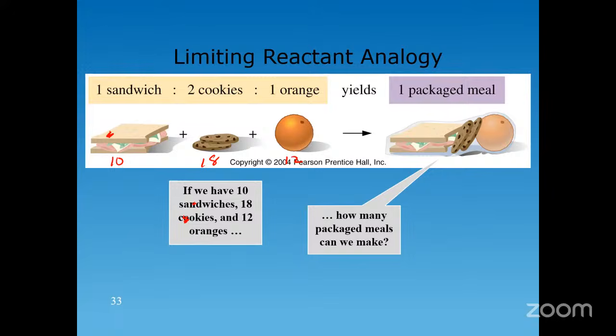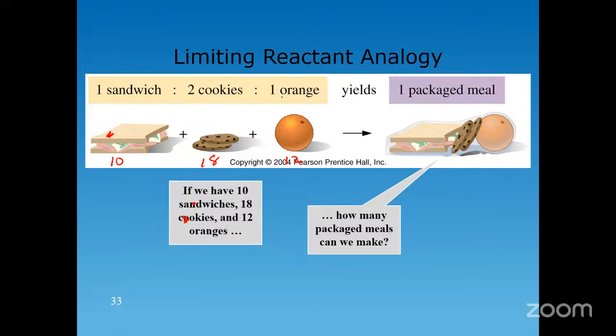So let's say that you look at things from the standpoint of the 10 sandwiches. Based on this combination right here, 1-to-2 ratio, right? If you're going to use up all the 10 sandwiches, you're going to need 20 cookies, right? But you don't have 20 cookies. You have 18, right? So you won't be able to use up all the 10 sandwiches.